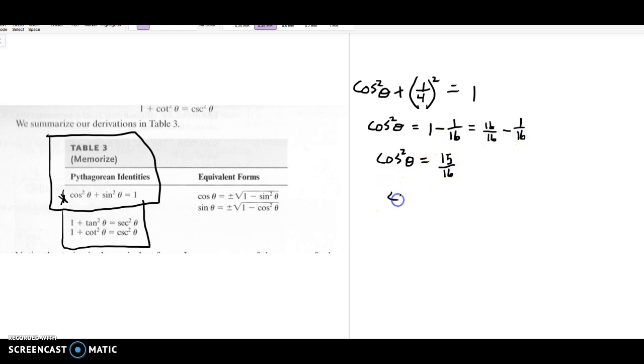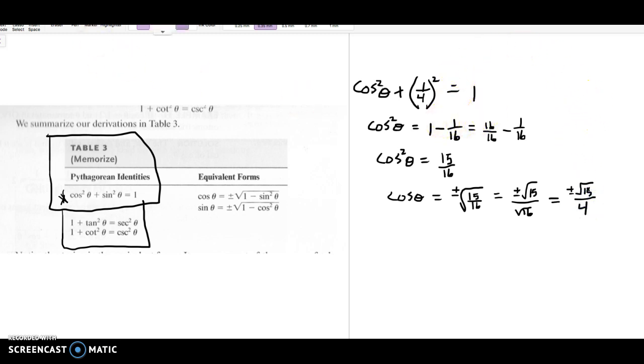Okay, for the numerator. So now what we do is we take the square root. Now I want you to notice something, and that is that this is plus or minus the square root of 15 over 16, and that means it's plus or minus the square root of 15 over the square root of 16, but the square root of 16 is 4. So at least that simplifies. The square root of 15 doesn't, because there's no perfect square that divides 15. So what we have is this.